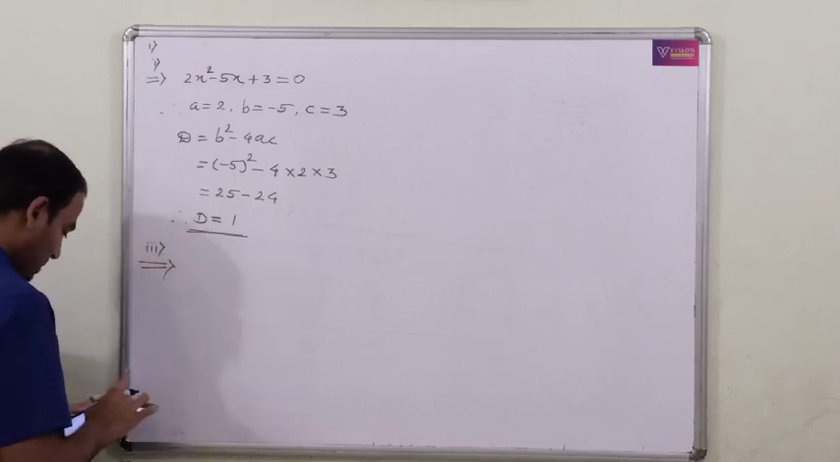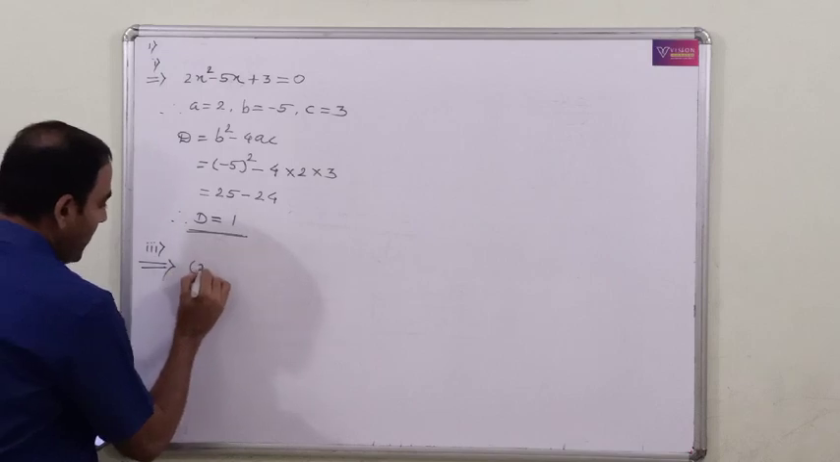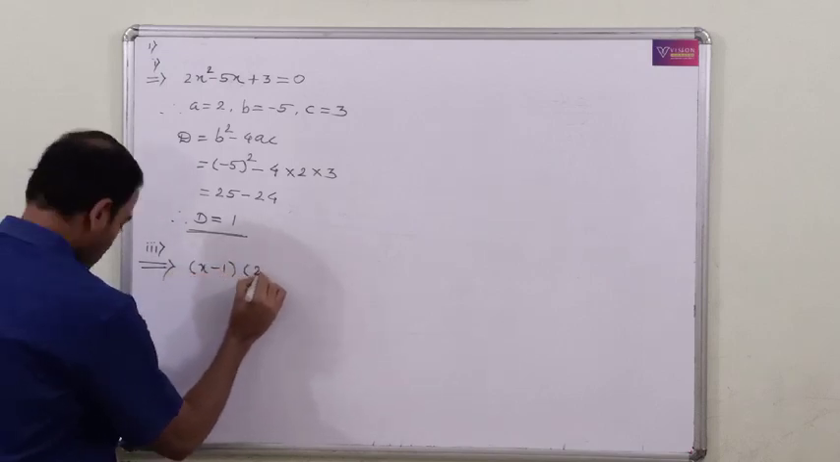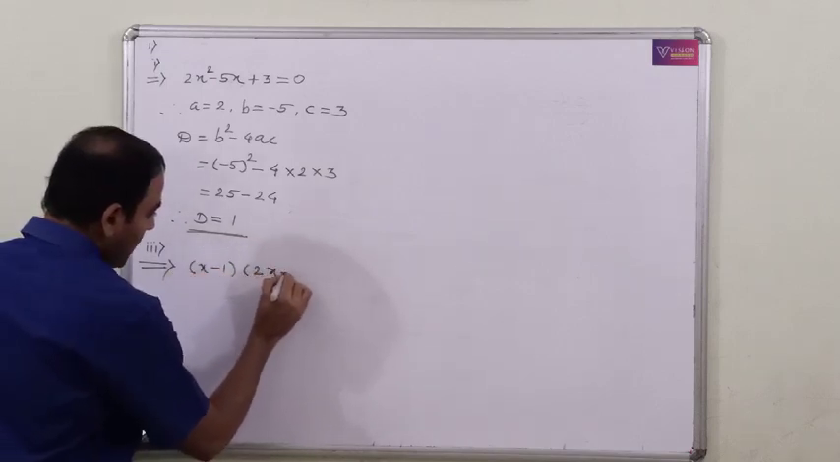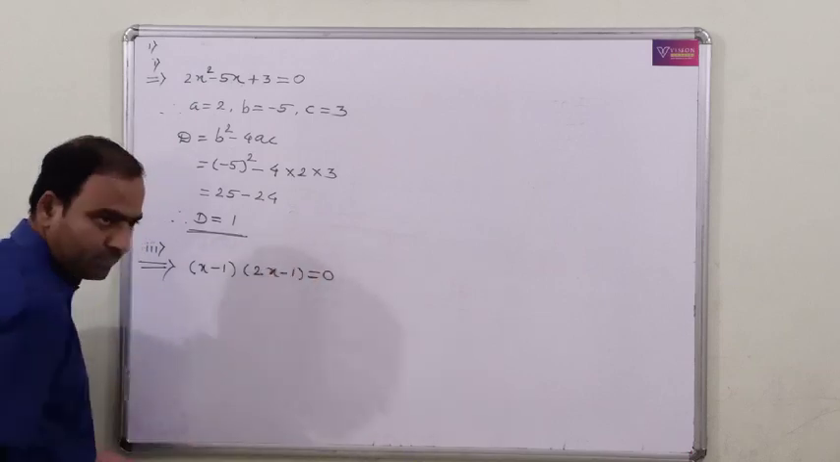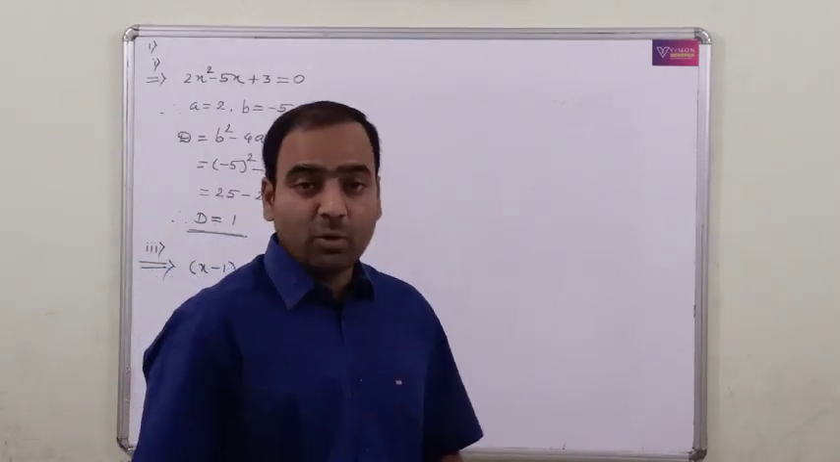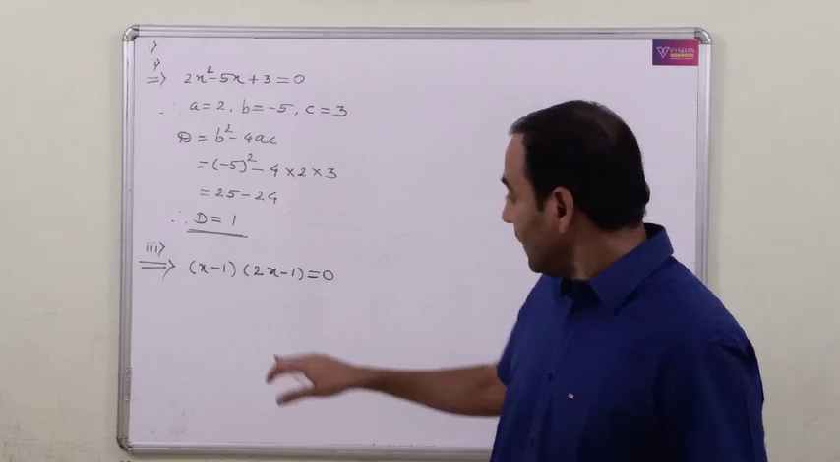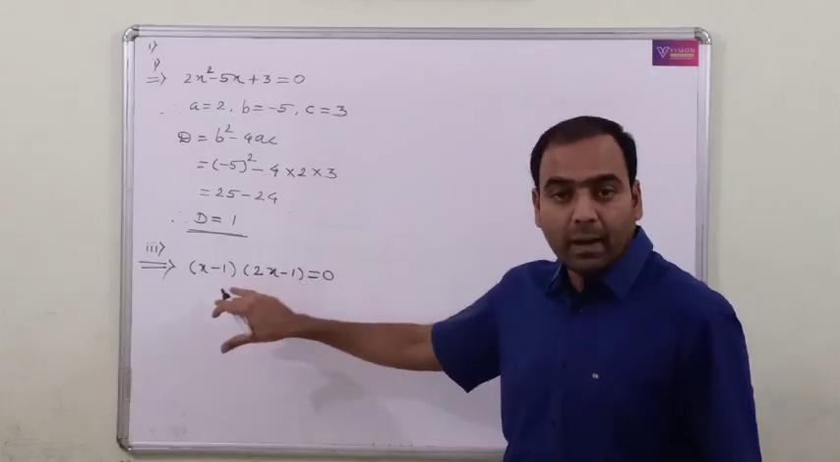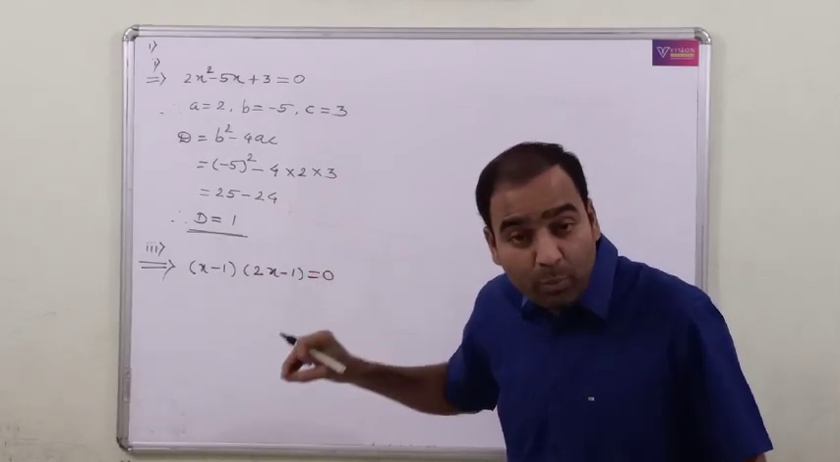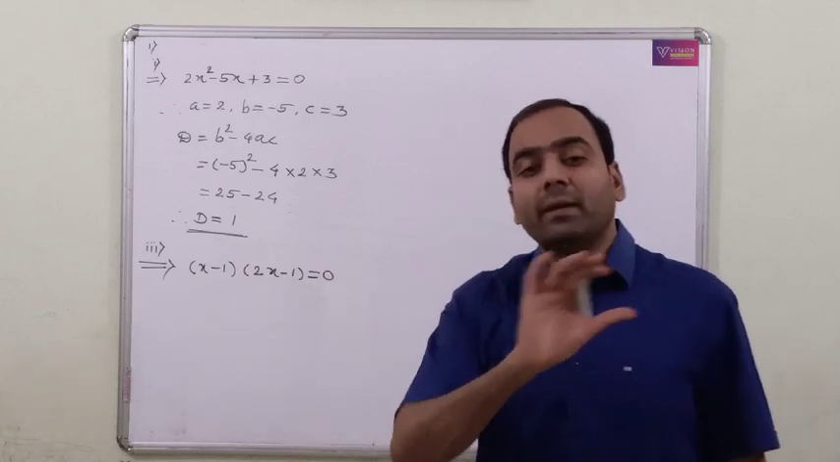Third, both easy questions here. x minus 1 into 2x minus 1 is equals to 0. Listen carefully. Is it a quadratic equation? No. At this moment, it is not a quadratic equation.